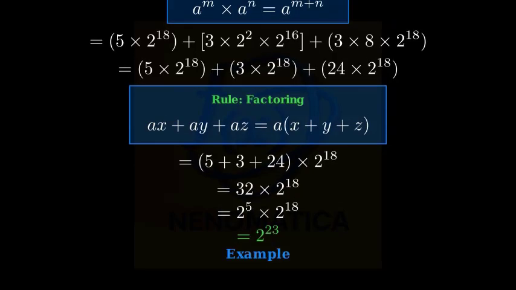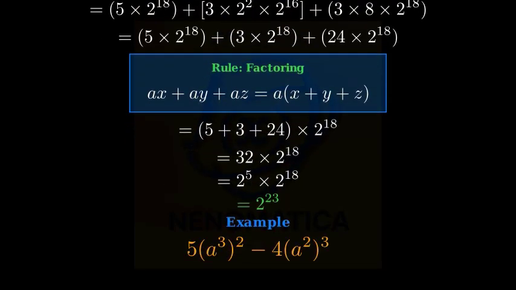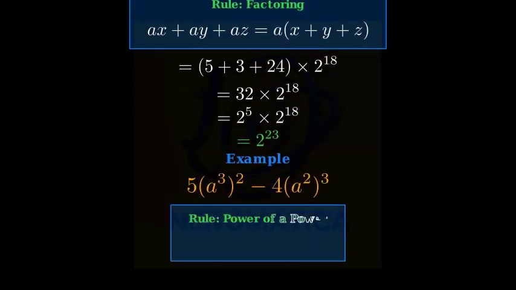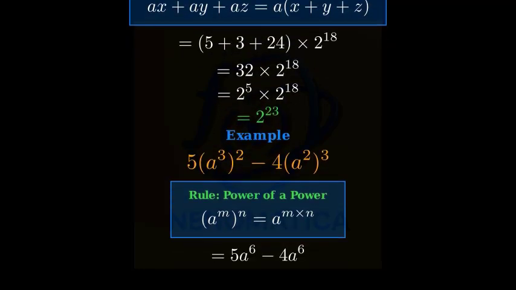Let's move to our second example. We need to solve 5 times a to the power of 3, all squared, minus 4 times a to the power of 2, all cubed. Step 1. First, let's use the power of a power rule to simplify the expressions with nested exponents. When we have a to the power of 3, all squared, we multiply the exponents. 3 times 2 equals 6. Similarly, a to the power of 2, all cubed, becomes a to the power of 6.